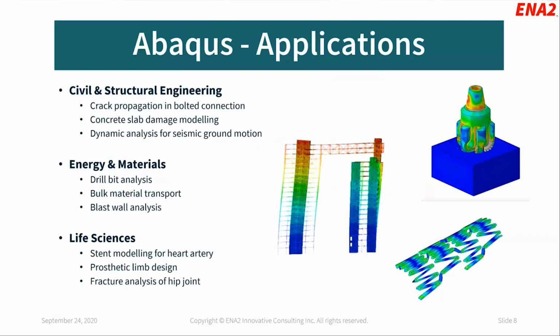And finally, Abaqus can even be applied to biomedical engineering and life sciences. For example, in the bottom picture, you can see the stress distribution of a stent as it's being deployed in a heart artery. You can also perform analysis and optimization of prosthetic limbs and model fracture behavior of a hip joint.